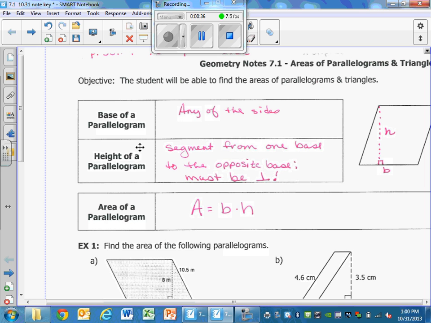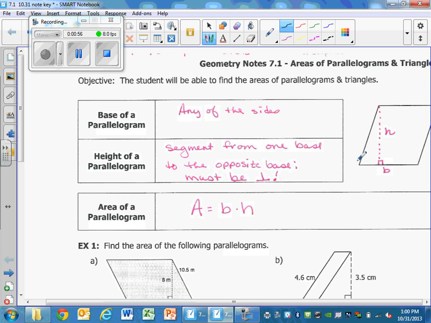Now, the height of a parallelogram. The height of a parallelogram is the segment from one base to the opposite base, and it must be perpendicular. So I want height. I want how tall this figure is. If I did this diagonal, that's not truly the height. It's going to be longer than the height. So we have to measure from one end to the other and make it perpendicular.